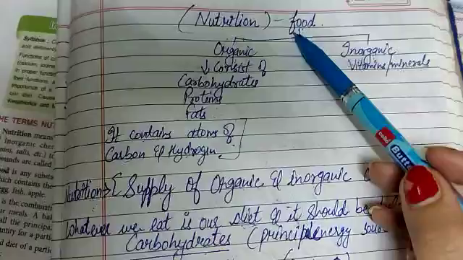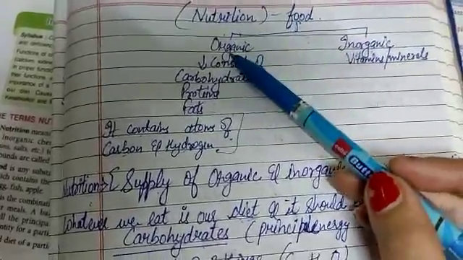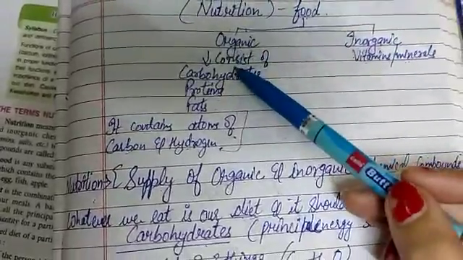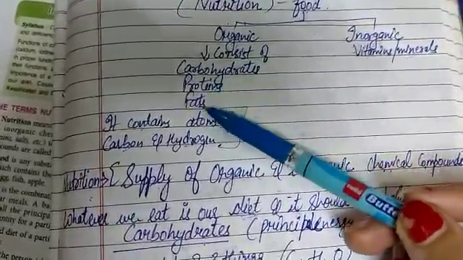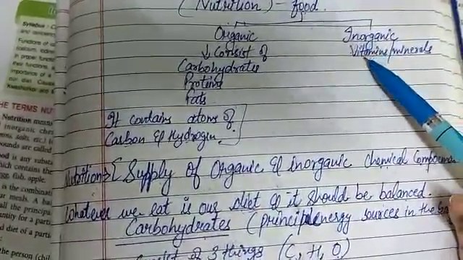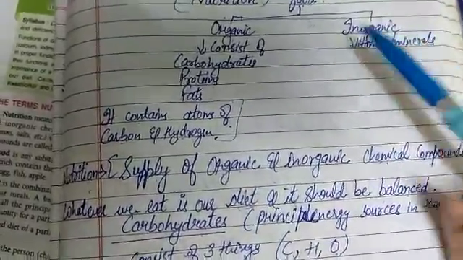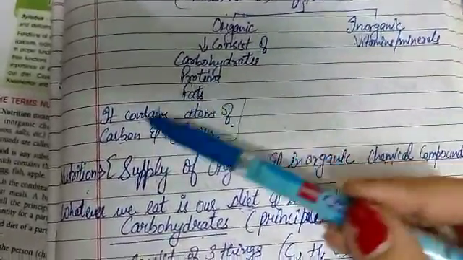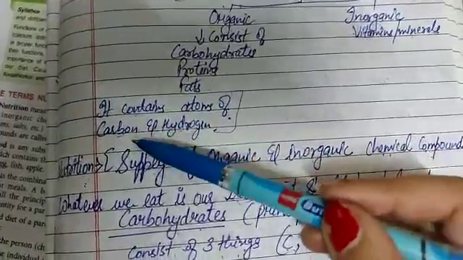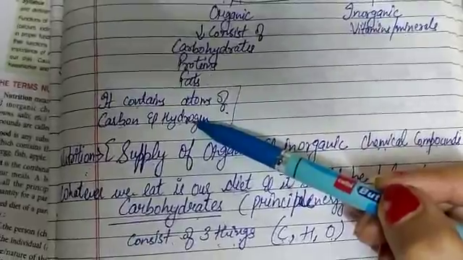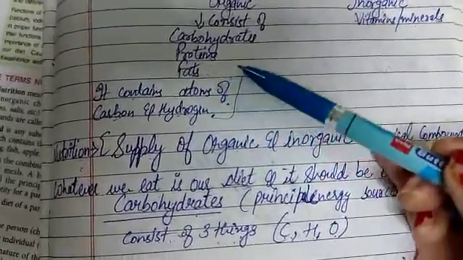And our food consists of two chemical compounds. First is organic and second is inorganic. Organic compounds consist of carbohydrates, proteins, fats, etc., whereas inorganic compounds consist of vitamins and minerals. So what is the main difference between organic and inorganic compounds? Organic compounds contain atoms of carbon and hydrogen, whereas inorganic compounds do not contain atoms of carbon and hydrogen.